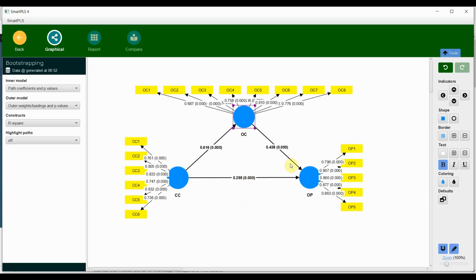So this is how you can use SmartPLS 4 to assess a basic mediation model. In the coming session, we are going to look into more detailed mediation analysis with our proposed original model with multiple mediators. In the next session, I'm going to talk about very basic moderation analysis.